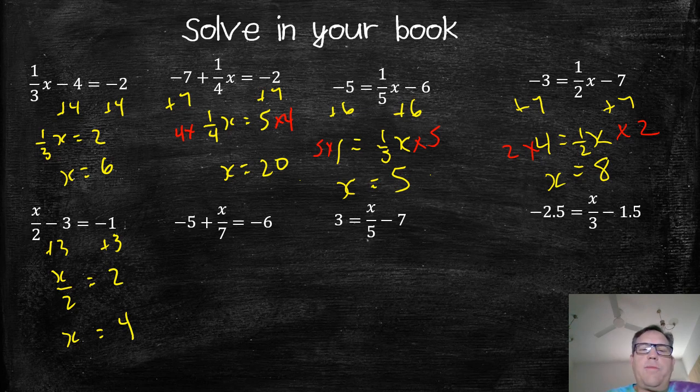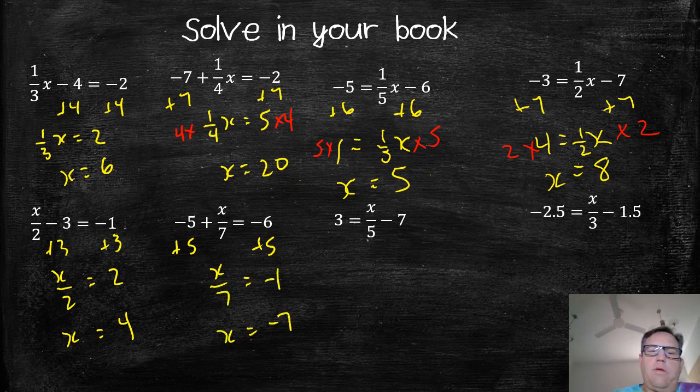Remember, the questions up top and the bottom are two different ways of writing fractions. We can write things like 1/2 x, or we can write x over 2. They're exactly the same thing. So the opposite of the -5 is going to be +5. So x over 7 is going to equal -1. x will equal -7.